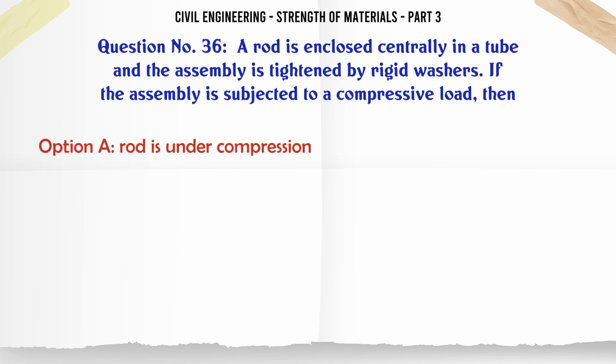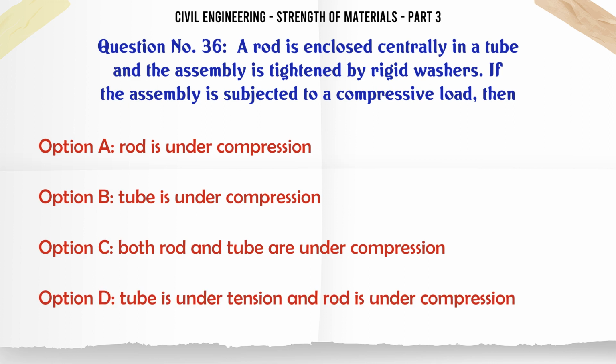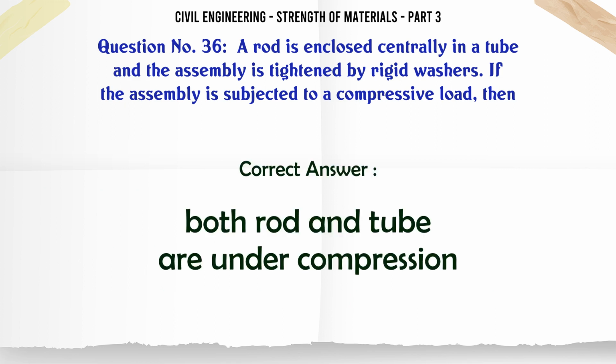A rod is enclosed centrally in a tube and the assembly is tightened by rigid washers. If the assembly is subjected to a compressive load, then: A. rod is under compression, B. tube is under compression, C. both rod and tube are under compression, D. tube is under tension and rod is under compression. The correct answer is both rod and tube are under compression.